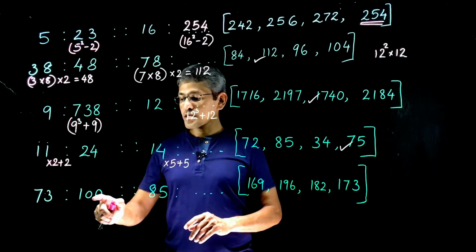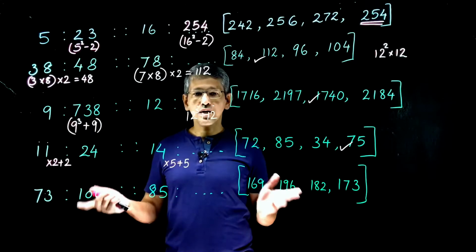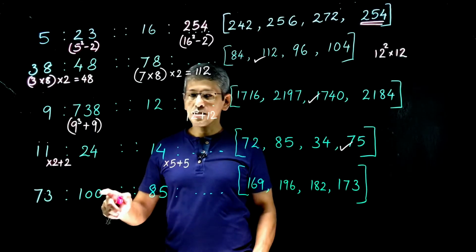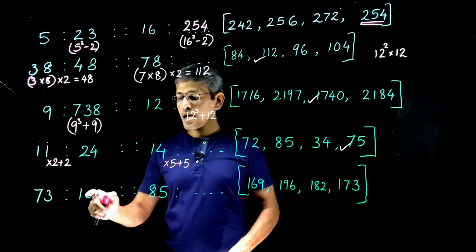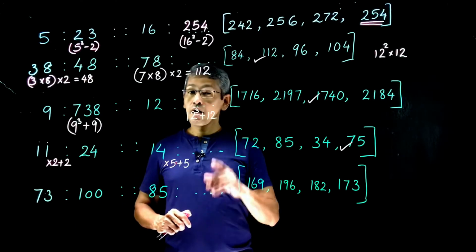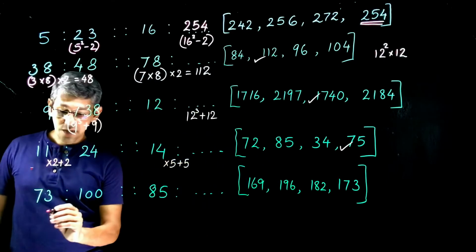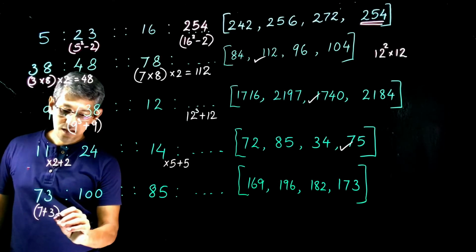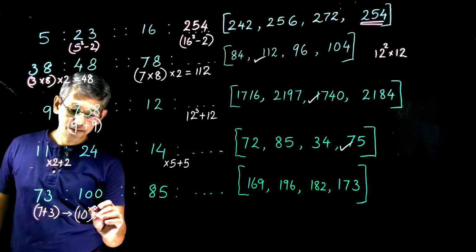Well, what we know is 100 is 10 square. But 73 is not a square of any number. At the same time, since this is 10 square, if you look at 7 and 3, 7 plus 3 is 10, and this is 10 square. Well, that could be a possibility. Let's check it out. 7 plus 3 is 10. And we have 10 square.